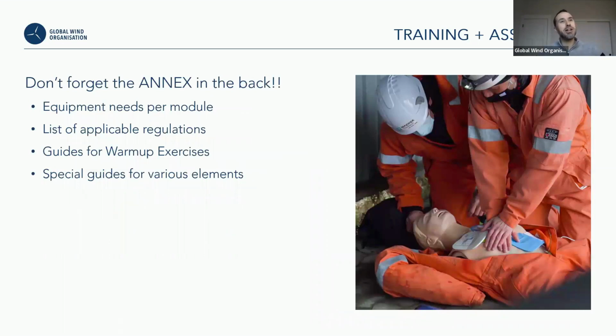And one thing I also recommend is don't forget the annex in the back. It's way, way, way in the back of the standard. Some people forget about that one, but that's where the equipment lists are. That's where the list of applicable regulations is, whether it's ANSI or NFPA or OSHA or EN standards. A lot of times there's guides for warm-up exercises per module. And then oftentimes there are specific guides on how to achieve certain elements of it. They're recommendations, not requirements necessarily, but it sets up some ideas on how you can move through these different elements of the standard.